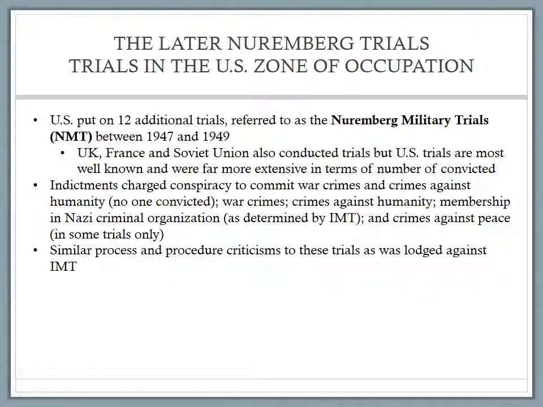We're going to look at the trials mainly in the US zone of occupation. The United States, as an occupying power, put on 12 additional trials, which have come to be known as the Nuremberg Military Trials, or the NMT, between 1947 and 1949. The UK, France, and Soviet Union, as occupying powers, also conducted trials, but the US trials are the most well-known and were the most extensive in terms of the number of individuals convicted.